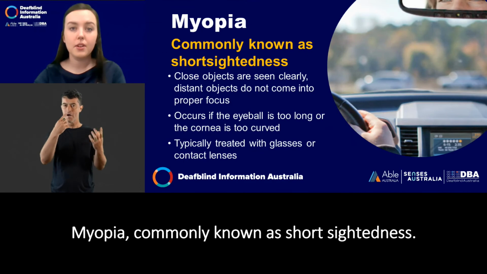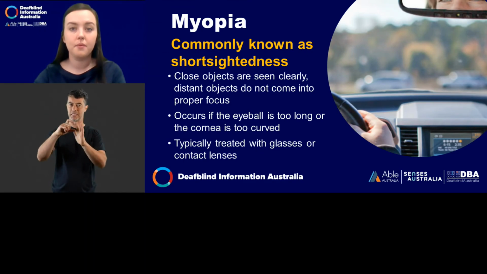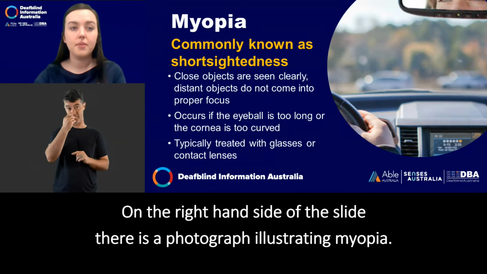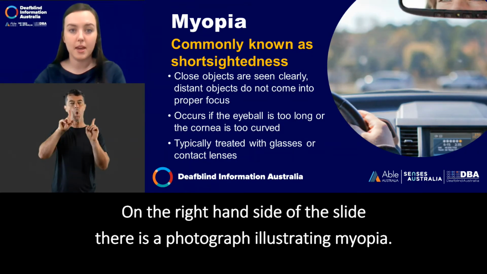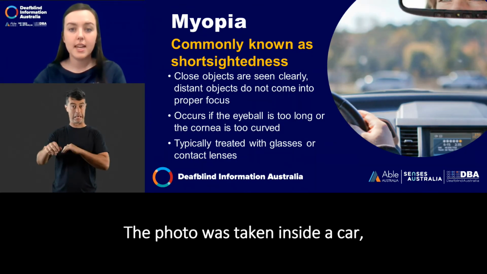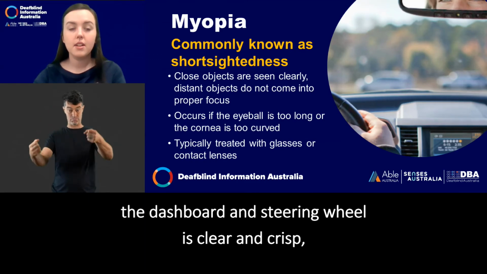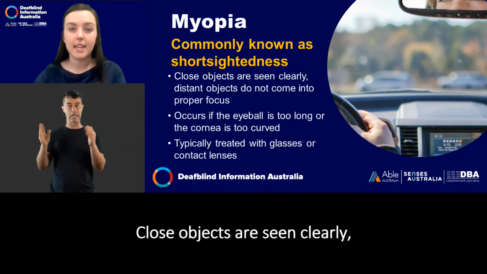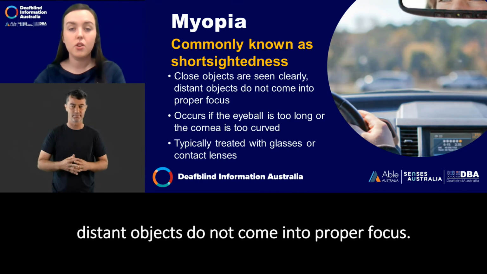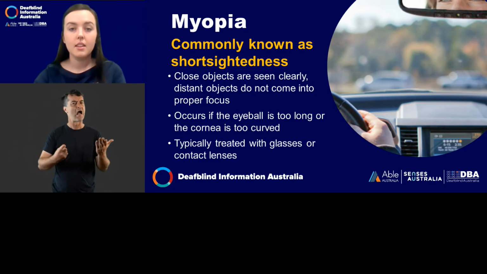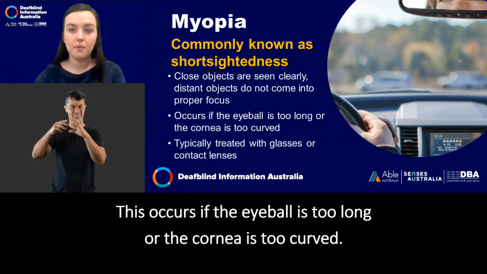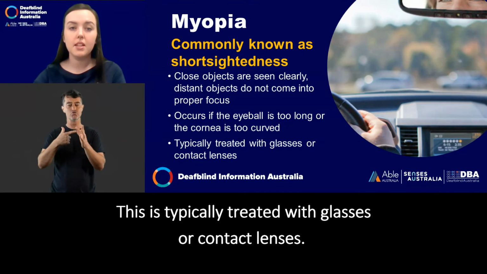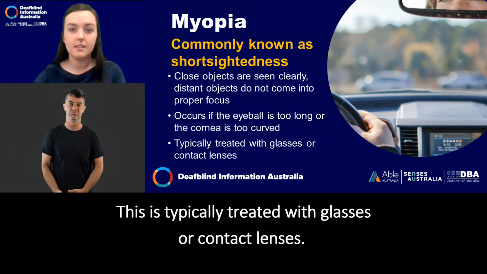Myopia, commonly known as short-sightedness. On the right-hand side of the slide, there is a photograph illustrating myopia. The photo was taken inside a car. The dashboard and steering wheel are clear and crisp, but the street is blurred. Close objects are seen clearly. Distant objects do not come into proper focus. This occurs if the eyeball is too long or the cornea is too curved. This is typically treated with glasses or contact lenses.